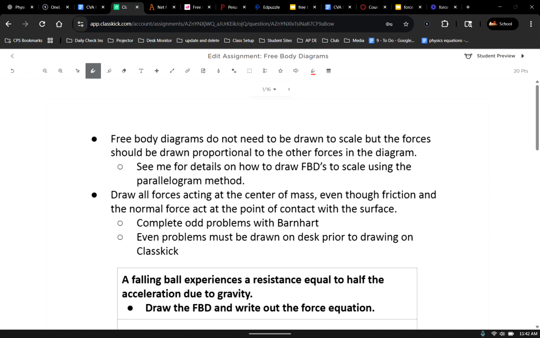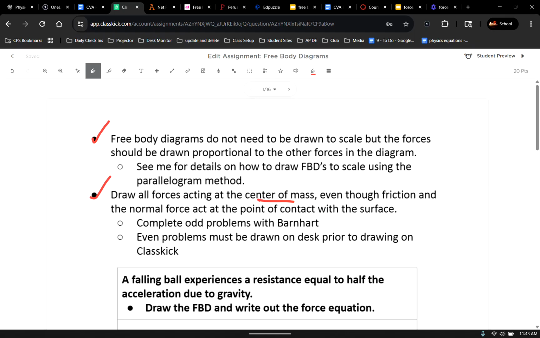There's going to be a lot of examples. There's 16 slides. I'm going to do all the odd ones, and all the even ones are similar to the odd one before it. A couple rules about free body diagrams: we're going to draw all forces acting at the center of mass.